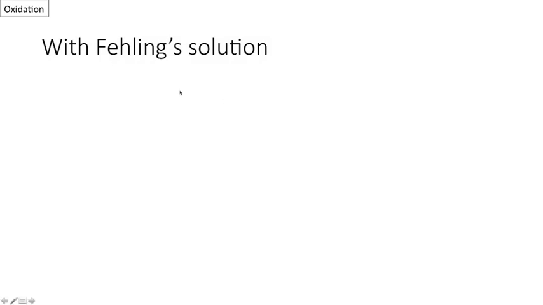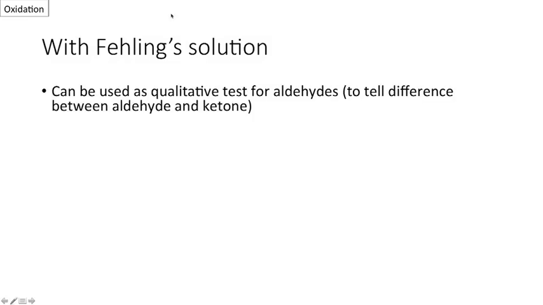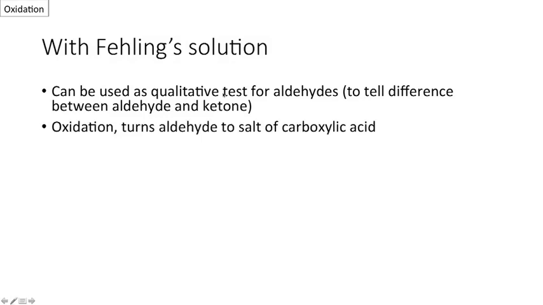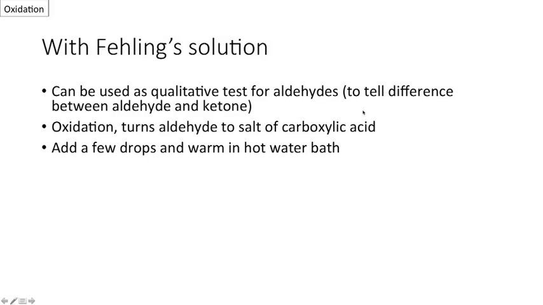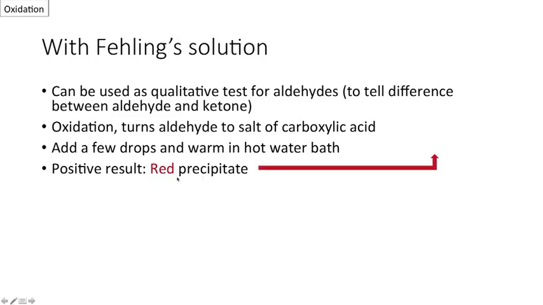So the next reaction is with Fehling's solution, which is an oxidation reaction. This can be used as a qualitative test for aldehydes, but only aldehydes. It will not give a positive test for ketones. So it's a good way if you want to tell the difference between an aldehyde and a ketone. Oxidation will turn the aldehyde to a salt of the carboxylic acid. You just add a few drops and warm it in a hot water bath. A positive result indicating our aldehyde will be a red precipitate.